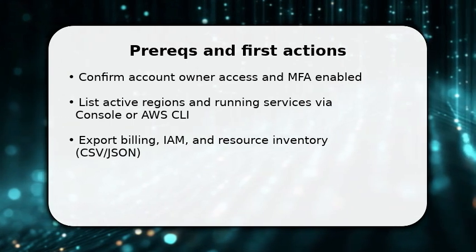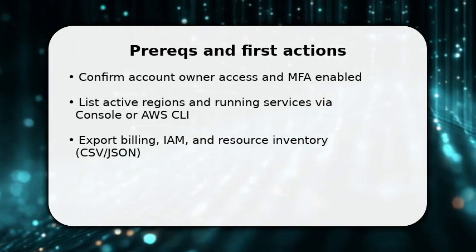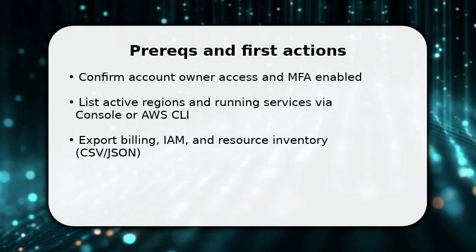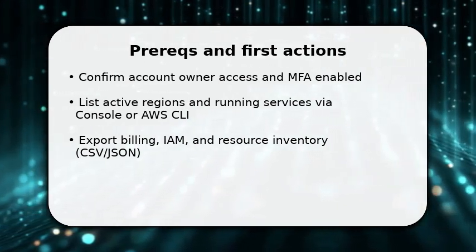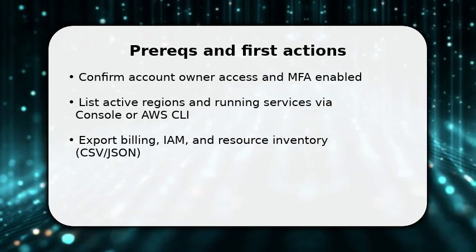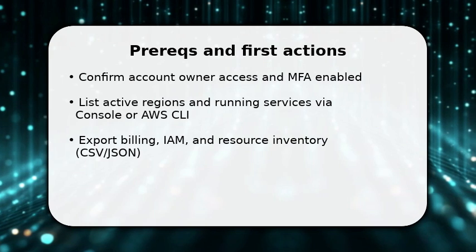Once done, export billing and resource inventories as CSV or JSON to track what you shut down and to reconcile costs. Make sure to note dependencies like IAM roles, S3 buckets, and snapshots before taking irreversible steps.